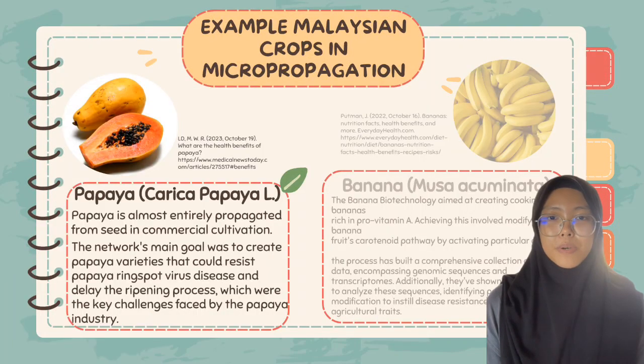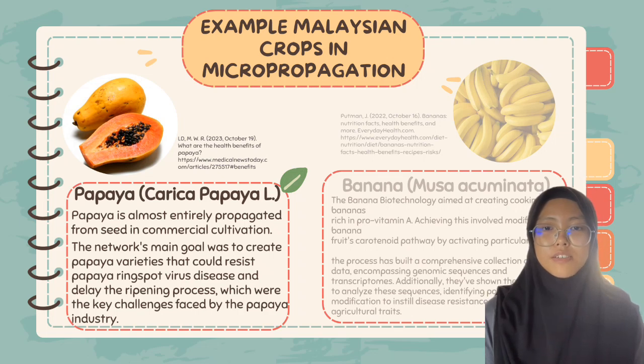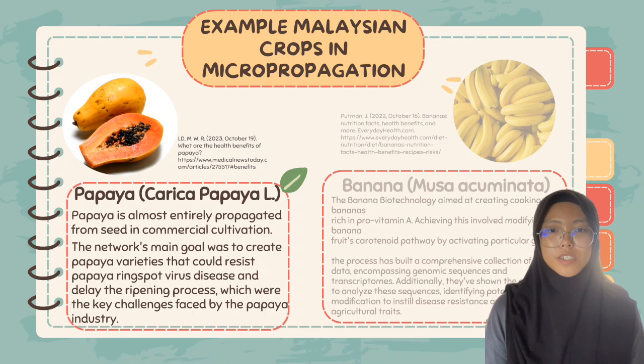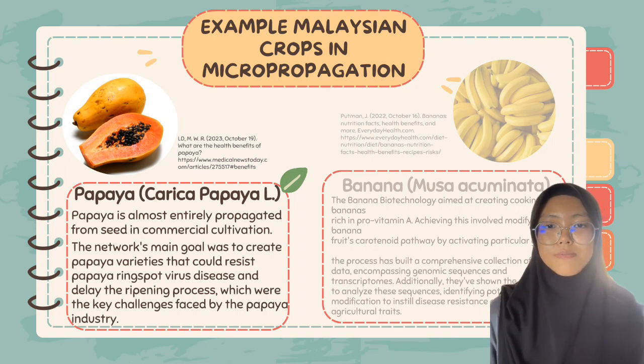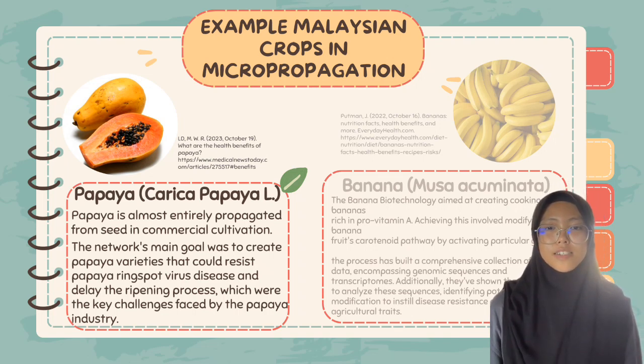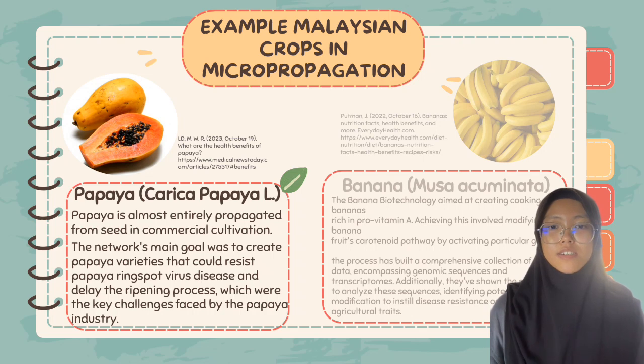Another example is papaya, Carica papaya. Papaya is almost entirely propagated from seed in commercial cultivation. The network's main goal was to create papaya varieties that could resist papaya ringspot virus disease and delay the ripening process, which were the key challenges faced by the papaya industry.